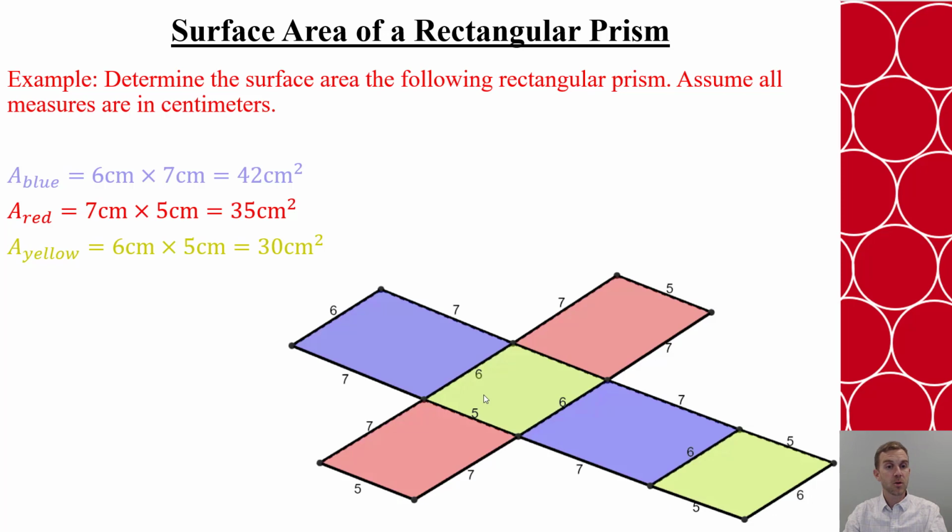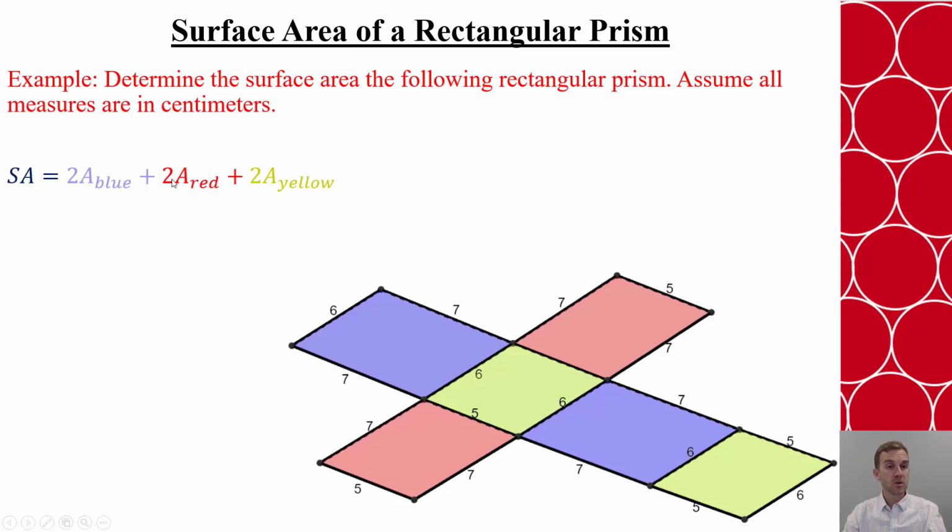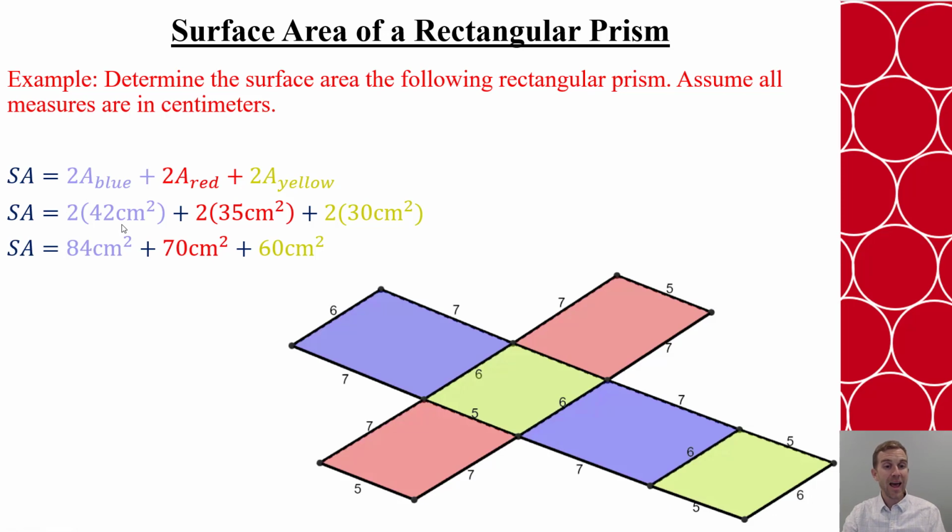What I have to remember is that there's 2 of the blue, 2 of the red, and 2 of the yellow rectangles. So if I multiply each of those areas by 2, and then I add the 3 sums together, I'd get 214 square centimeters. And this should look somewhat familiar to the original formula. It was taking 2 times the length times the width, plus 2 times the width times the height, plus 2 times the length times the height. This is in essence what the net is doing.